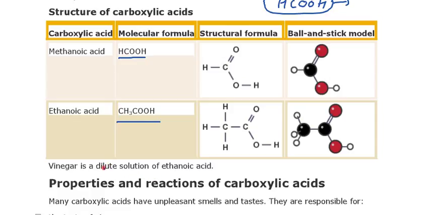For example, vinegar is a dilute form of acetic acid, whose common name is acetic acid, also called ethanoic acid. In vinegar we take about a 10% solution of this ethanoic acid. It is used as a preservative for pickles and for food packaging materials. Vinegar is used as a preservative.